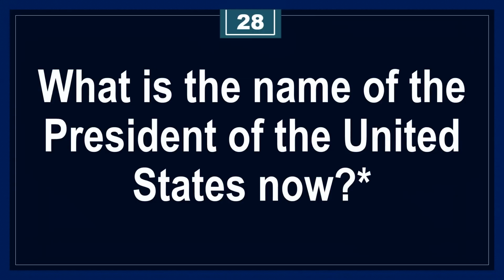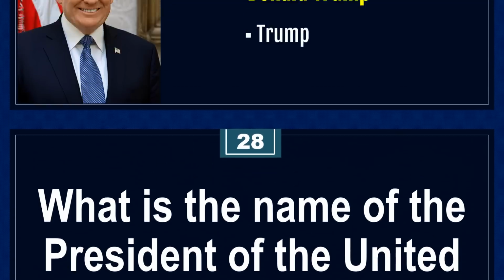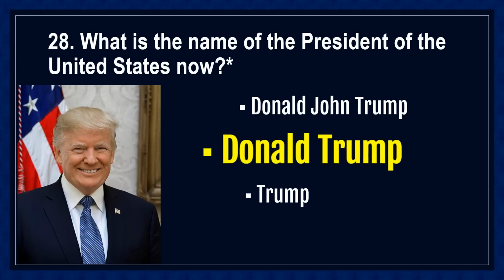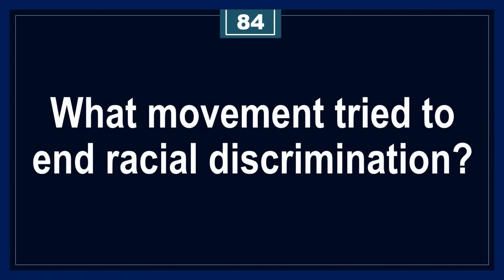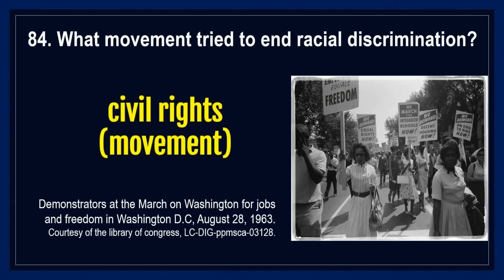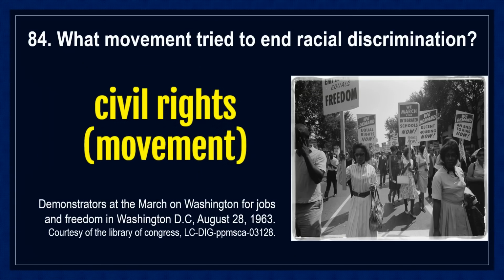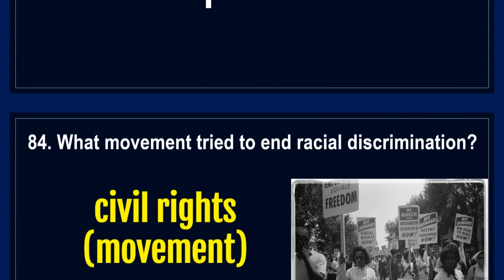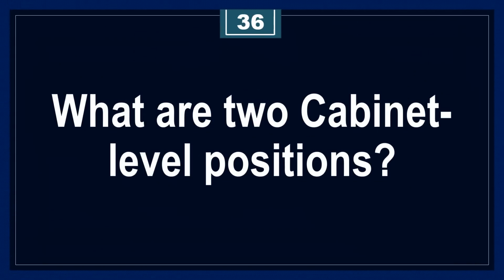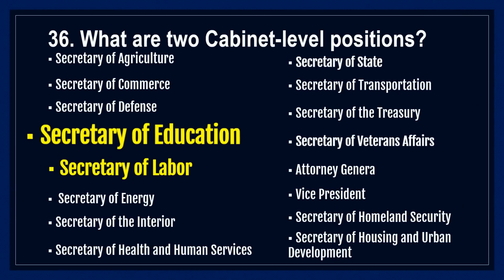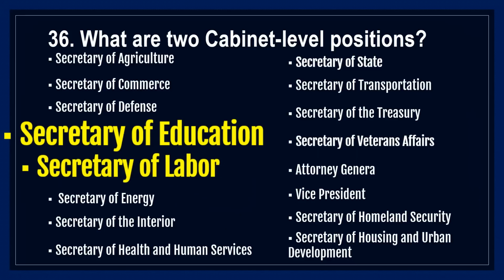What is the name of the President of the United States now? Donald Trump. What movement tried to end racial discrimination? Civil Rights Movement. What are 2 cabinet-level positions? Secretary of Education, Secretary of Labor.